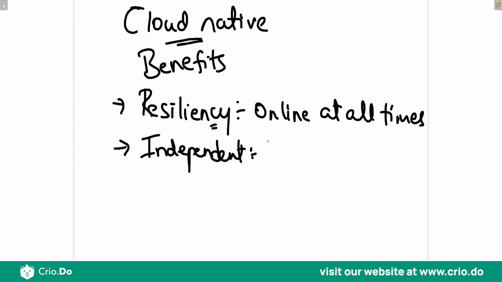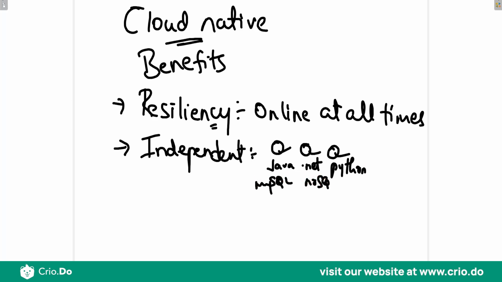What do we mean by independent? Since we are creating different modules or different services, each of the services can be created with its own architecture or underlying technology. For example, this service I could create with Java, this one with .NET, this one with Python, and even the database could be different. For example, I could use MySQL, here I could use NoSQL, here something like GraphQL, and so on. The concept is I could mix and match multiple technologies to create my different services.